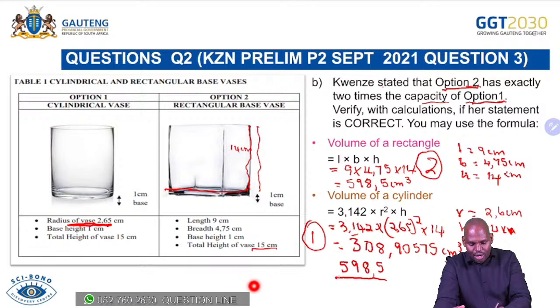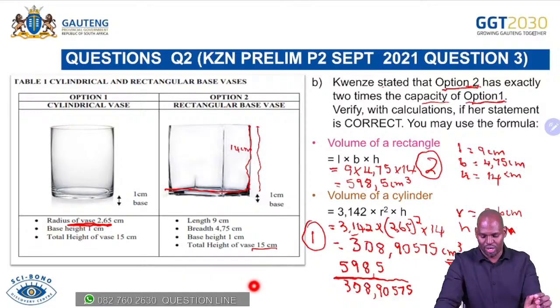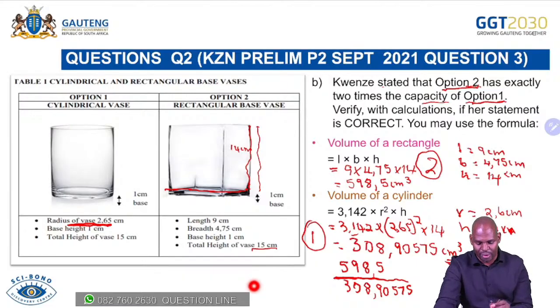So we say 598.5 divided by 308.90575. Okay, you take the whole value, you don't round off there. If it is exactly 2 times, it means when we divide, we must get exactly 2. If we don't get exactly 2, it means it's not exactly 2 times.